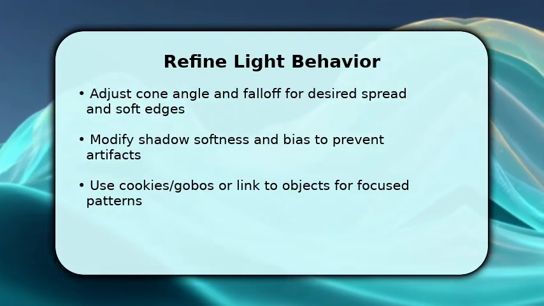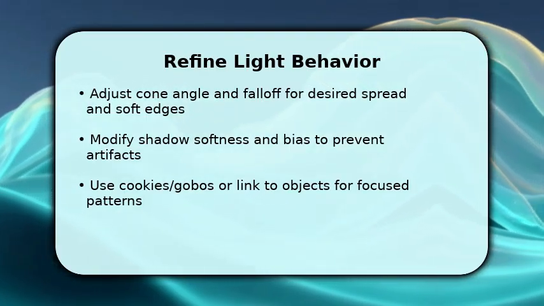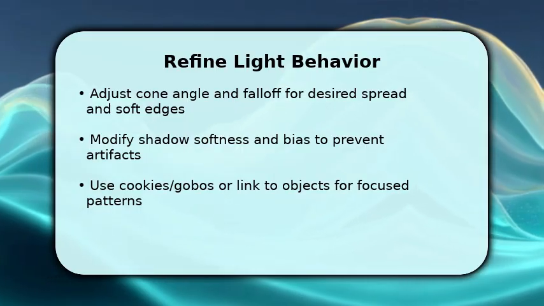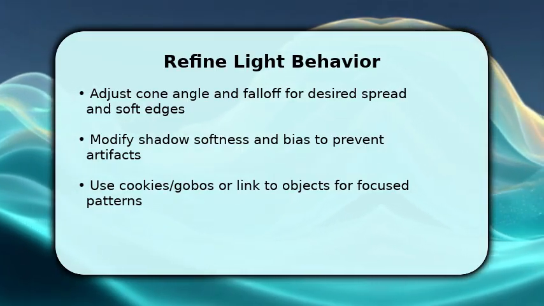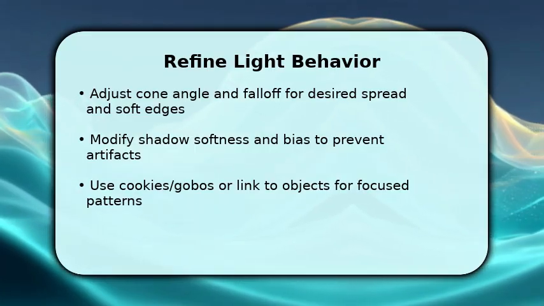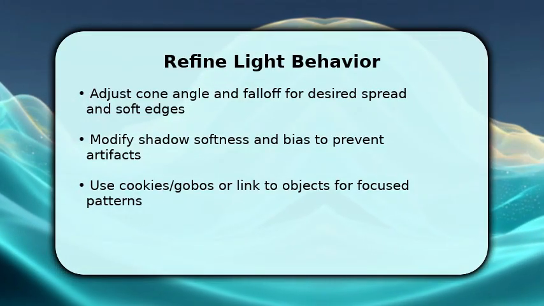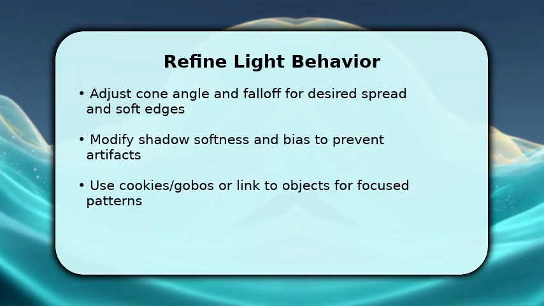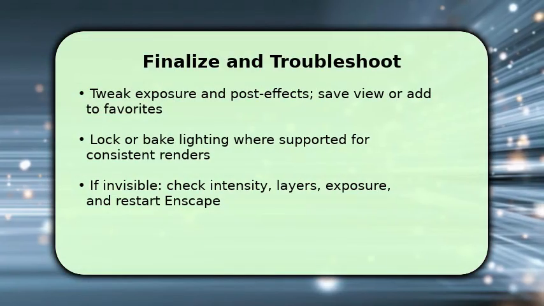If you need patterned light, apply a cookie or align the spotlight to geometry to project shapes. Once adjusted, scrub through the camera positions to finish by balancing overall exposure and post effects so the spotlight integrates with ambient illumination. Save your camera once satisfied.